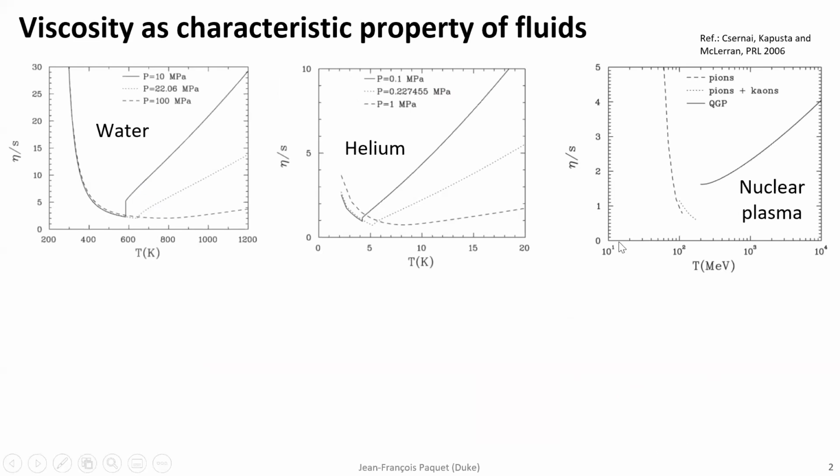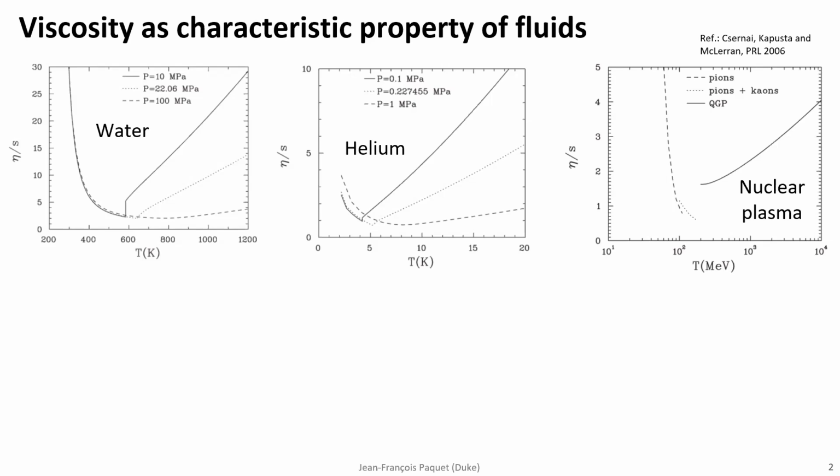Now, I think everybody's familiar with the idea that fluids have viscosities, and that this viscosity is a characteristic property of the fluid. So, for example, water has a certain viscosity. Helium will have a certain viscosity. And of course, if you have a plasma of pions, or if you have a plasma of quarks and gluons, this plasma will have viscosity as well.